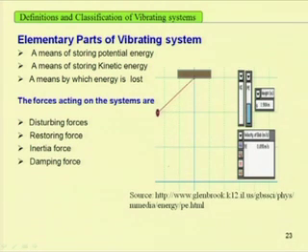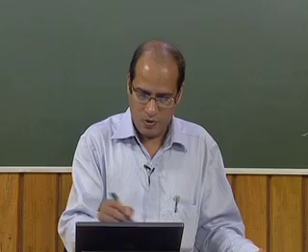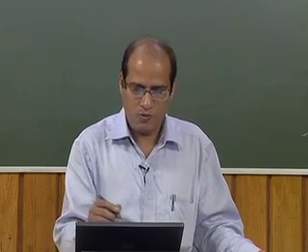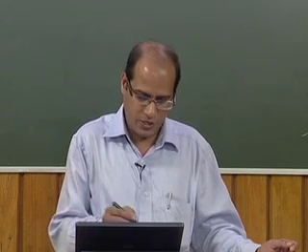So, one requires a disturbing force, restoring force, inertia force and damping force for finding the equation of motion for the system. One can have different methods to find the equation of motion of a system. These are inertia based approaches: one is Newton's second law or the D'Alembert principle. There are also energy based approaches, in which one can apply the Lagrange principle and the extended Hamilton principle to find the equation of motion.